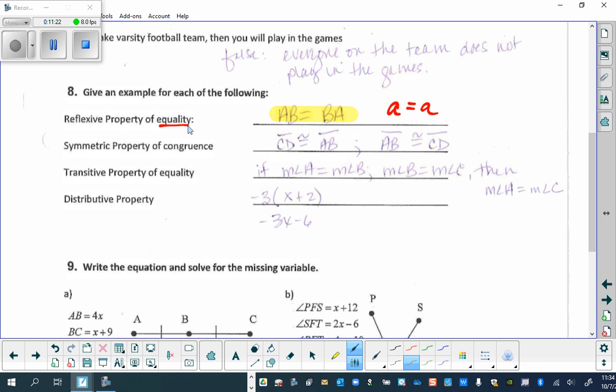Here I'm talking about the distance from A to B. So if I have a line segment AB, I'm saying that I don't care which way you measure it, from A to B or B to A, it's going to be the same. So that's going to be that the distance from A to B is the distance from B to A.